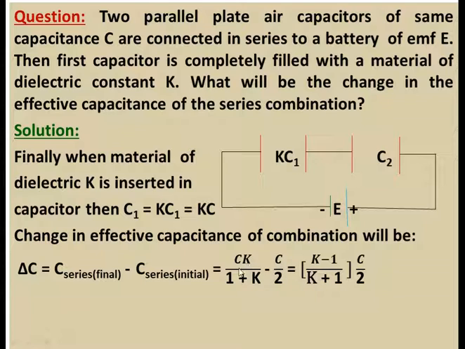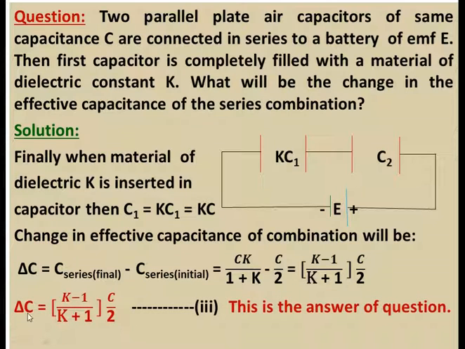So you get CK by 1 plus K minus C by 2. If you solve this, you will get K minus 1 divided by K plus 1, whole multiplied by C by 2. So delta C is finally K minus 1 by K plus 1 whole into C by 2. This is the answer to your question.